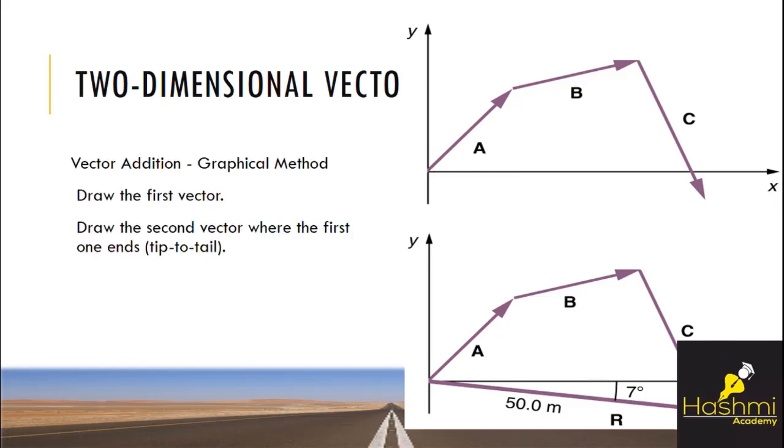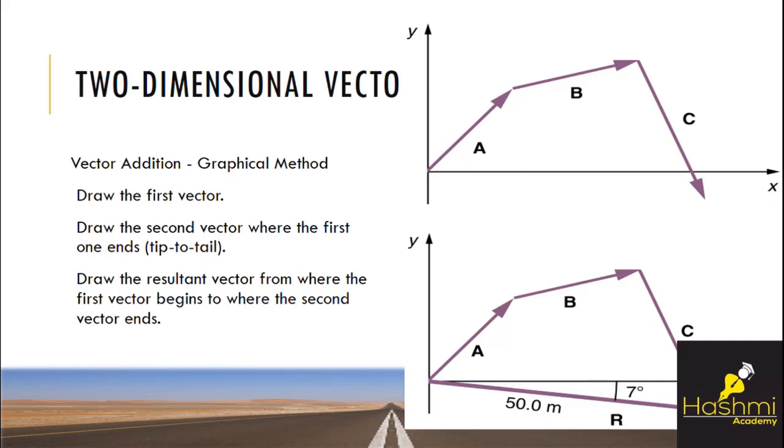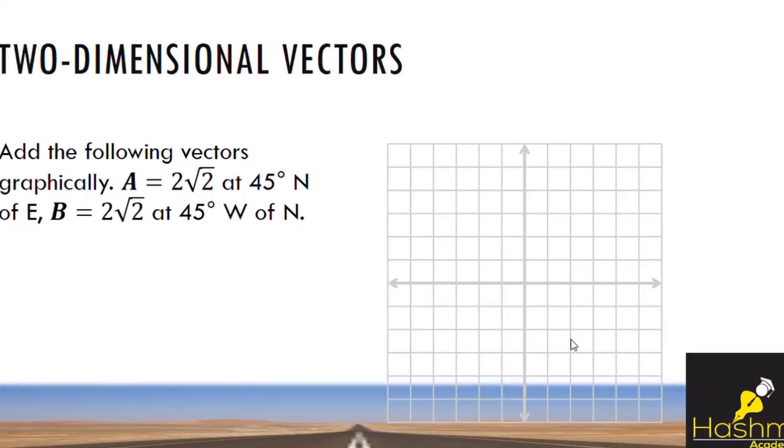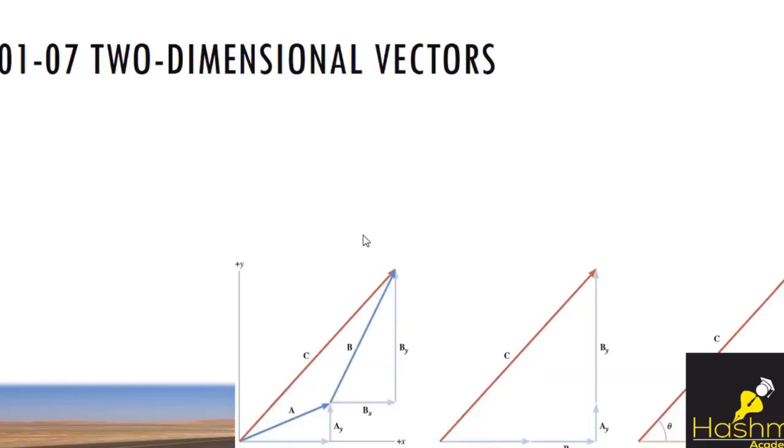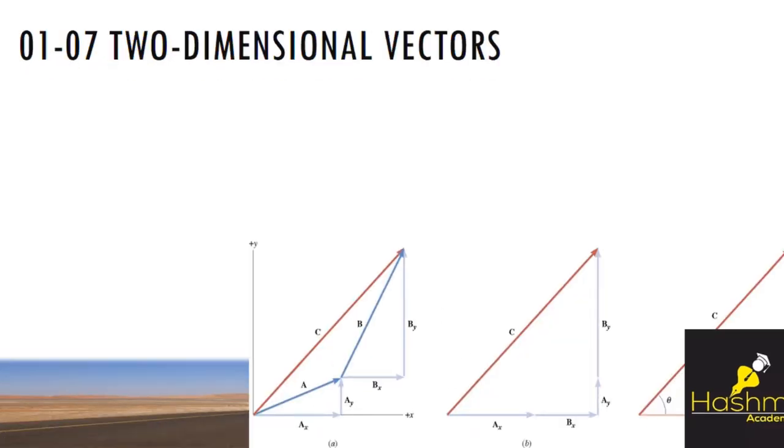So this is the graphical method. You can see the steps over here. Fine. I can also draw it on graph paper like this. If A is a vector of 2 square root of 2 at 45 degrees, north of east, and then B vector has magnitude 2 square root of 2 at 45 degrees west of north. So this can be drawn like this. Then we have the two-dimensional vectors like this. The A vector is added over the second vector, then the resultant would be like this, C, tail to tail and head to head.